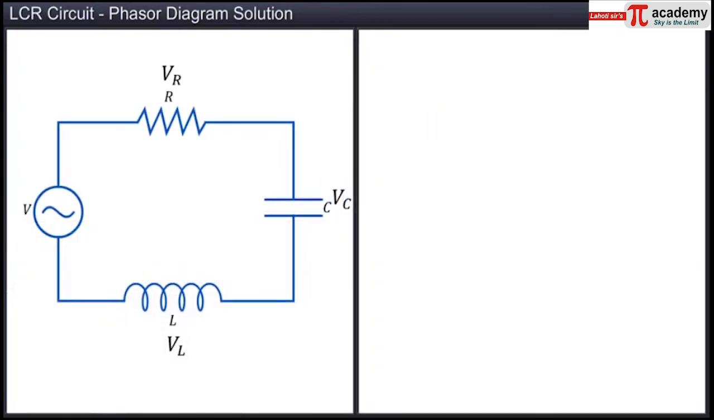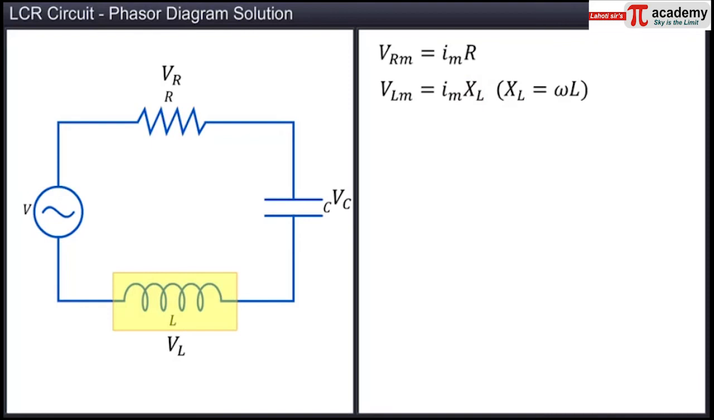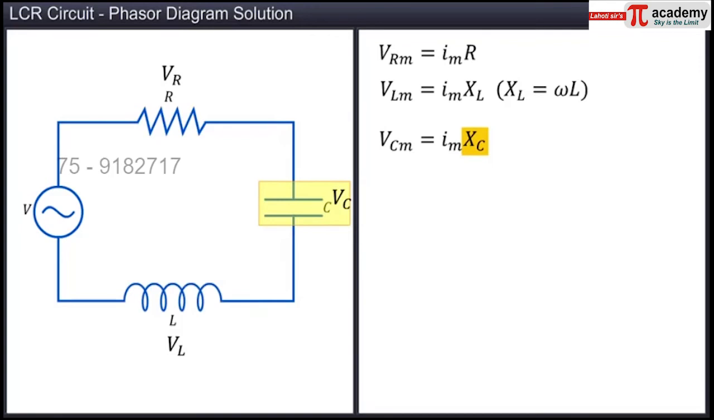The amplitude of the voltage across the resistor is Vrm equal to Im into R. The amplitude of the voltage across the inductor is Vlm equal to Im into XL, where XL is the inductive reactance of the inductor. We know that XL is equal to omega L. The amplitude of the voltage across the capacitor is Vcm equal to Im into Xc, where Xc is the capacitive reactance of the capacitor. We know that Xc is equal to 1 by omega C.